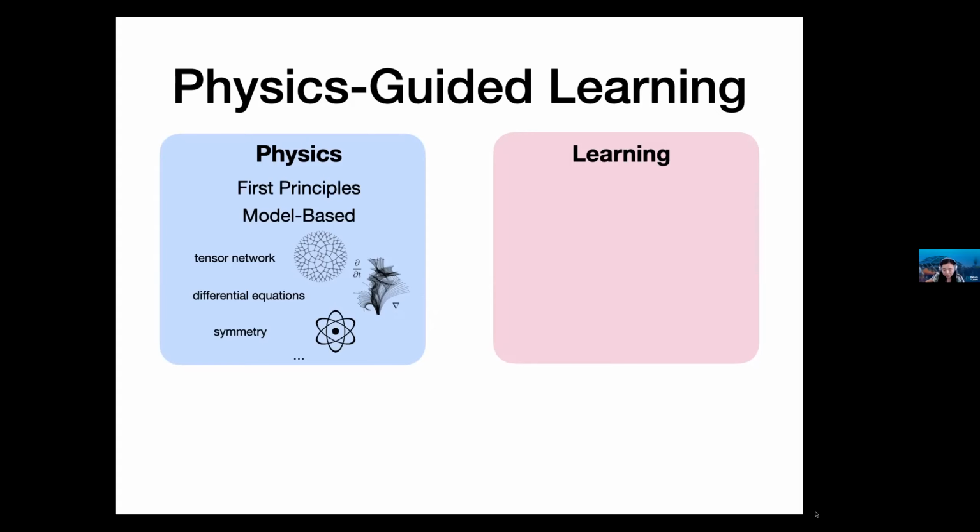On the other hand, in machine learning, we rely on quite a different type of approach, which is mostly statistical inference. And we design data-driven methods to understand the dynamics in the data.